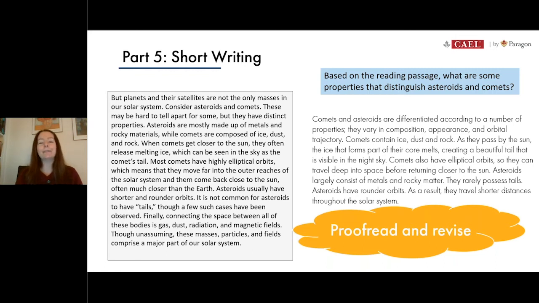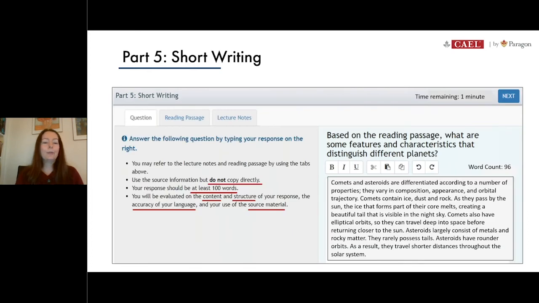I also want to check for transitions. I want to make sure that all of my details connect smoothly together. So we might be adding in some transitional phrases wherever we see fit. So when you're actually typing in the test itself, you can see that this paragraph is on the right-hand side in that little workers area.